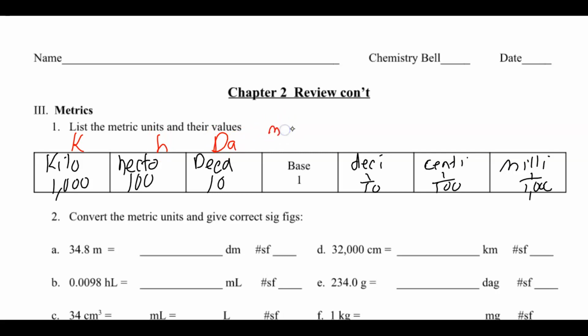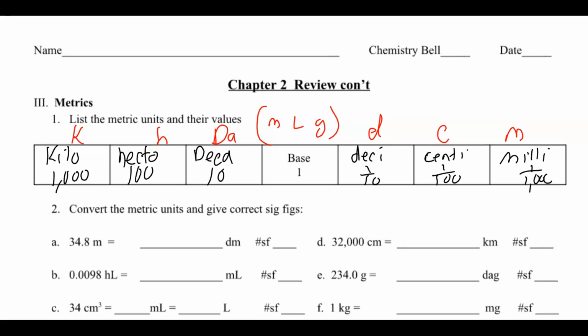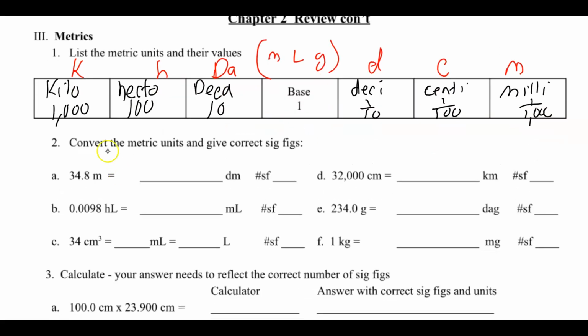Base can be meter, liter, or gram, and a bunch of other things too. Deci is lowercase d, centi is c, milli is m. Be careful with your m and M. Don't get those confused. Okay, so this next section asks us to make all these metric conversions. We're going to count by doing our hops and also give the correct number of sig figs. Well, the number of sig figs we start with has to be the same as that we end up with in our converted number.